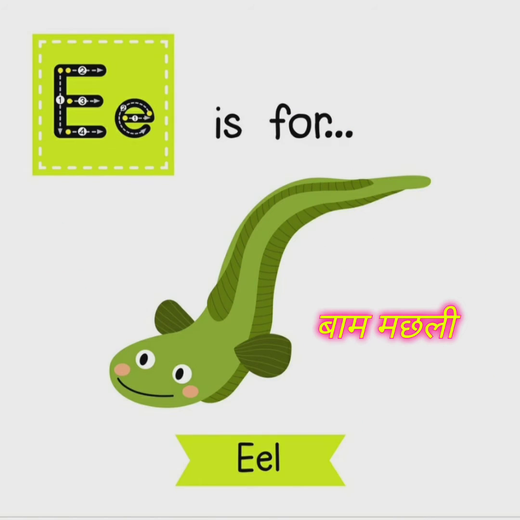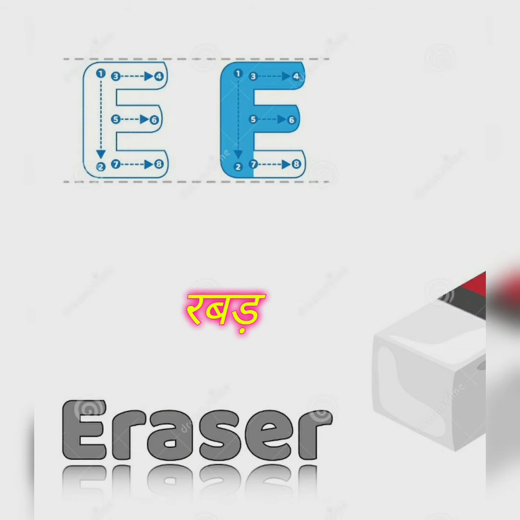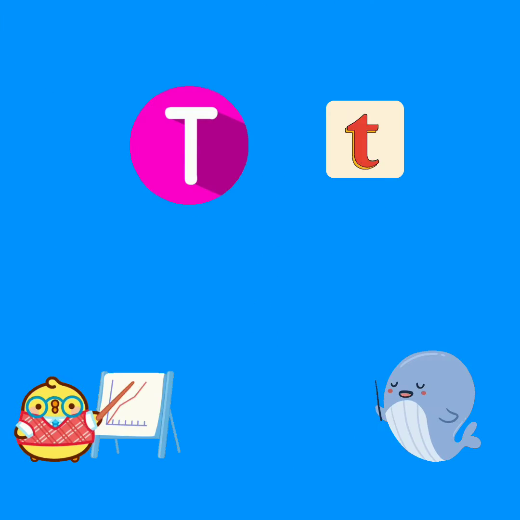Next is E for eel. Eel is a fish and it looks like a snake. Next E for eraser. In Hindi we say rubber. हम लोग rubber कहते हैं. So these are a few things that start with letter E.